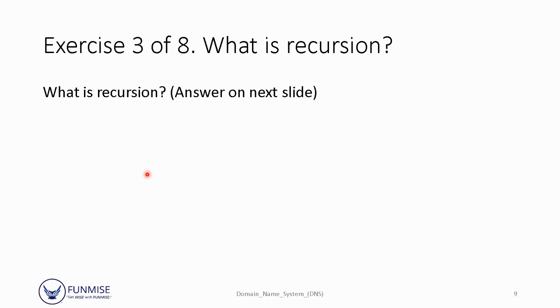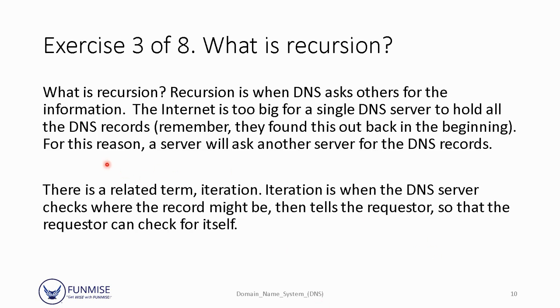what is recursion? Okay, recursion is when DNS asks others for the information. The internet is too big for a single DNS server to hold all the DNS records. Remember, they found this out back in the beginning. For this reason, a server will ask another server for the DNS records. Now, there is a related term, iteration. Iteration is when the DNS server checks where the record might be, then tells the requester so that the requester can check for itself.